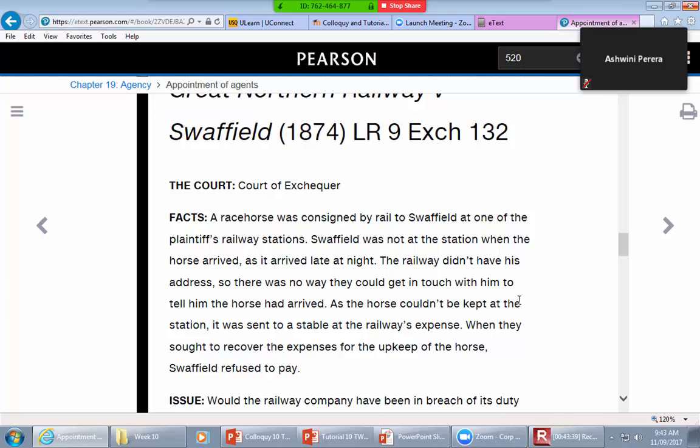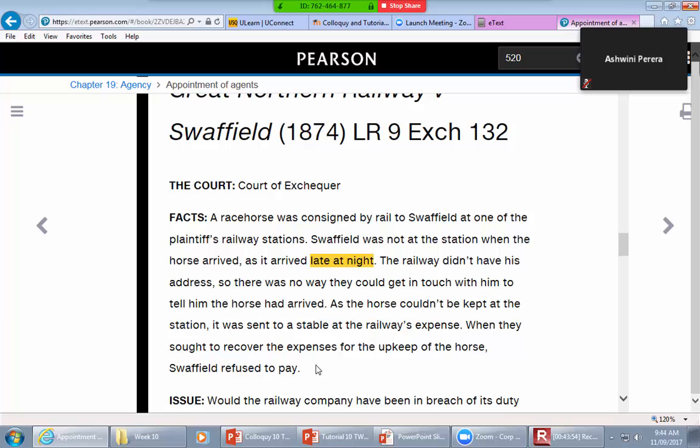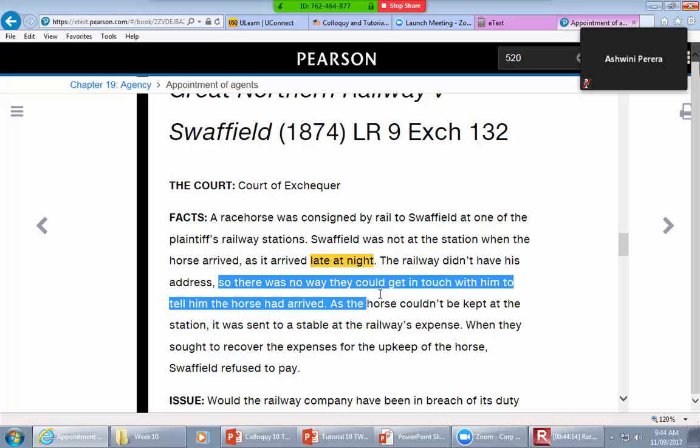This person, Swaffield, was not at the station when the horse arrived. You'd expect them to be there to collect this horse, right? But it arrived late at night. And the question, of course, is whose responsibility is that? Why did it arrive late at night? He didn't know that, for example. But that's not the issue here. The railway didn't have his address. This is 1874. So there was no way they could get in touch with him.